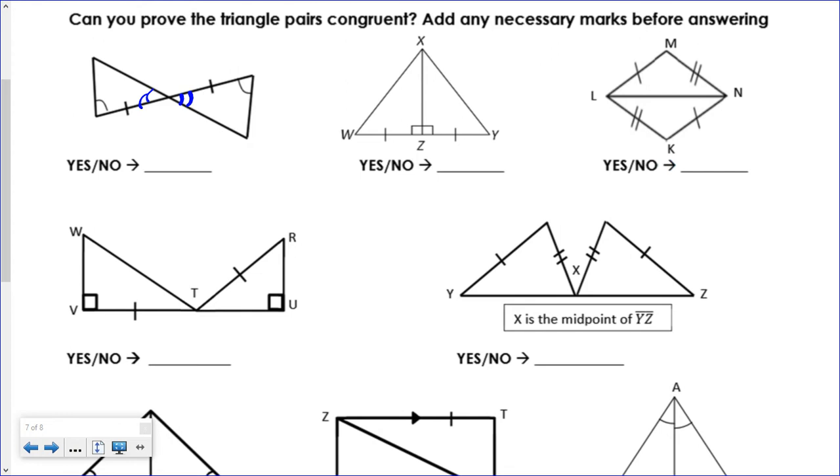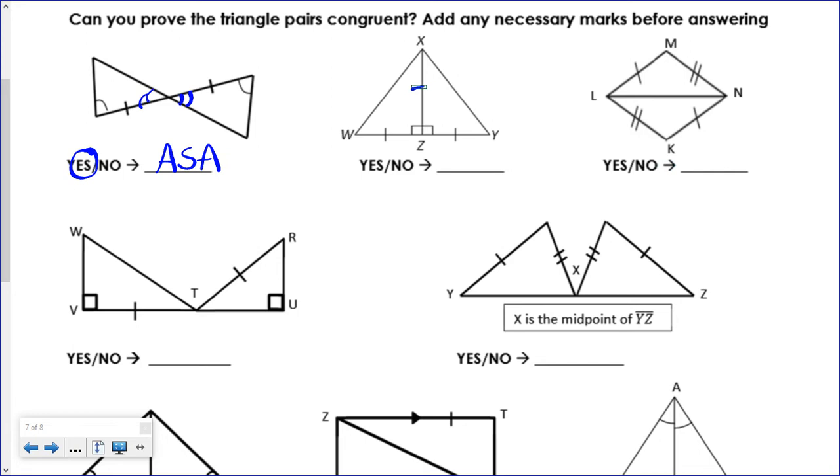Does this look like any of the rules that we learned? Which one? I have angle, side, angle. Do I have that same pattern in the other triangle? Angle, side, angle. And they're all matching and corresponding. So these triangles would be congruent by the angle, side, angle rule. Okay. Can I add anything to this diagram? Are there any vertical angles? No. Parallel lines? No.